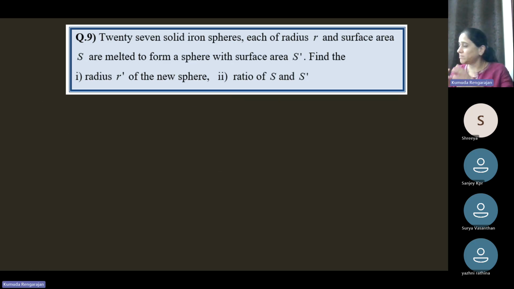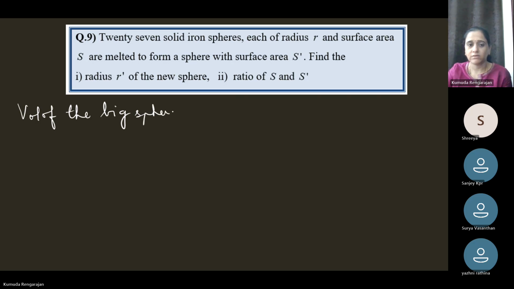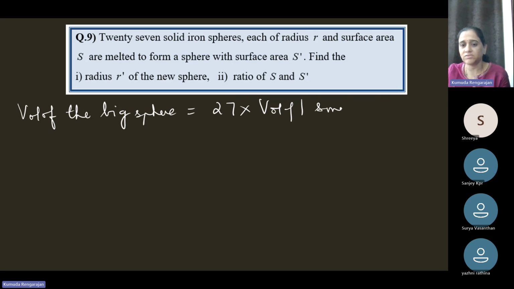Now, when all these 27 are melted and made into one sphere, their volumes will be the same. Volume of the big sphere is equal to 27 into the volume of one small sphere. How is that big sphere formed? From all these 27 small spheres. So the volume of one small sphere into 27 will be the volume of that big sphere.